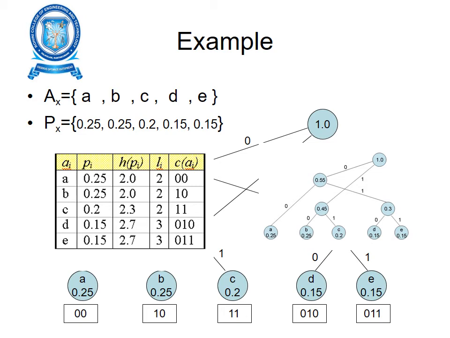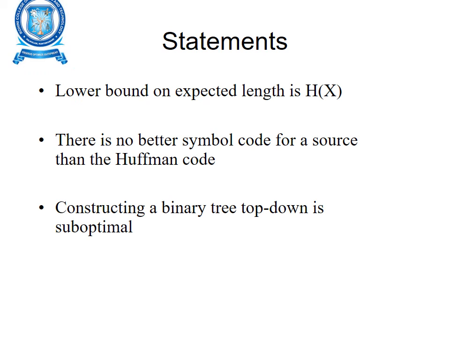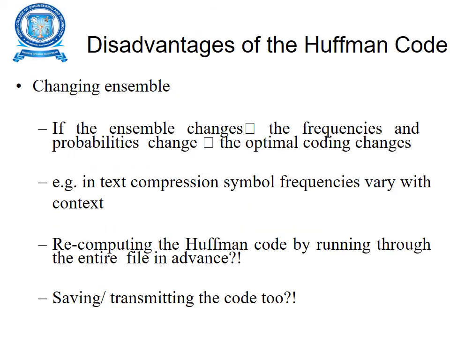So this is how it works, and we can also do this process by a tree method. You can choose either method for compressing the image. The statement is that the lower bound on expected length is h(x). There is no better symbol code for a source than the Huffman code. We construct a binary tree top down, which is suboptimal.